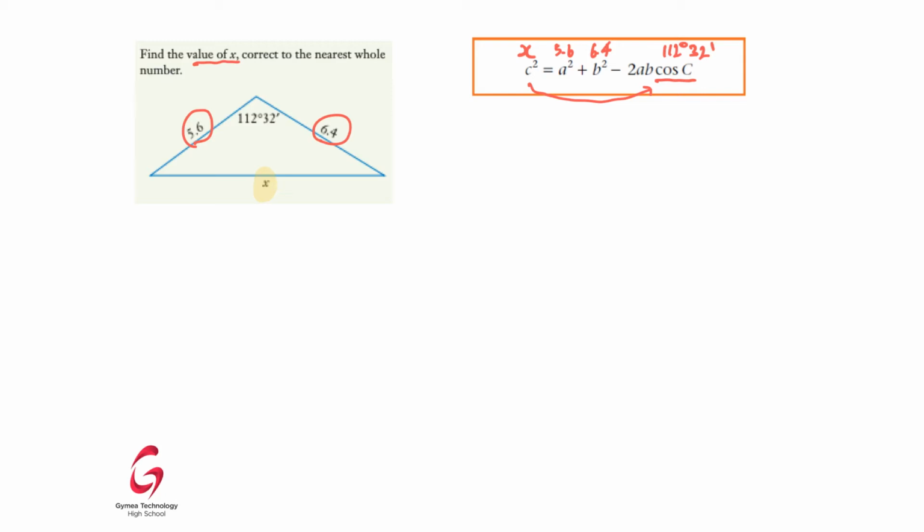Let's write it out properly and we'll find ourselves an answer. For this question, we're doing x squared. We said A we're going to call 5.6, so we square it and add it to the square of 6.4. Then you take away two lots of 5.6 times 6.4. You'll note those numbers that we've just squared have appeared again. That's another way you can try and remember it. Times cos 112 degrees 32 minutes.